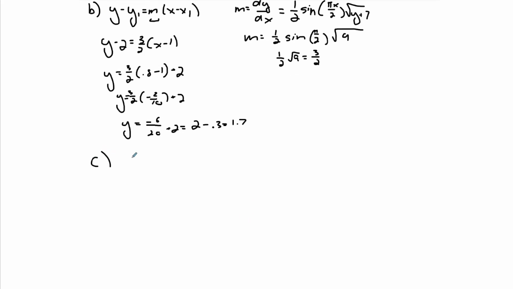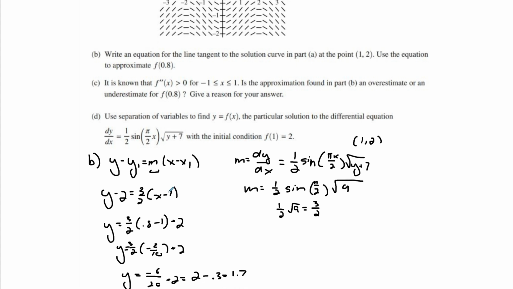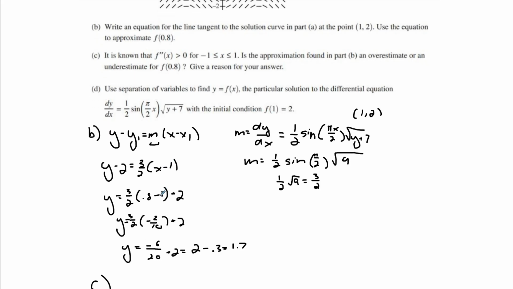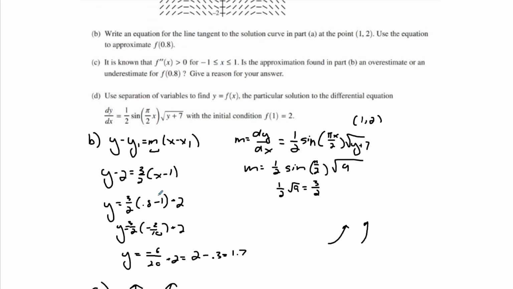Now if we look at C, it says it is known that f double prime of x is greater than 0 for negative 1 less than x less than 2. Is the approximation found in part B an overestimate or underestimate? This is a question on concavity. If f double prime of x is greater than 0, we could draw that f of x might look something like that. Again, it doesn't actually have to look like that. It could be an exponential function. But this is an example of a concave up function. So I'm just going to draw it like that. That's what you want to get into the habit of when they ask you something like this.